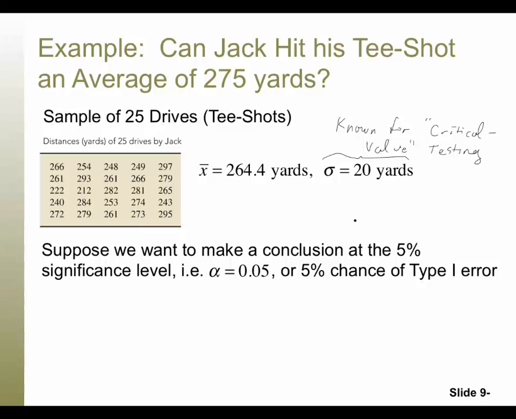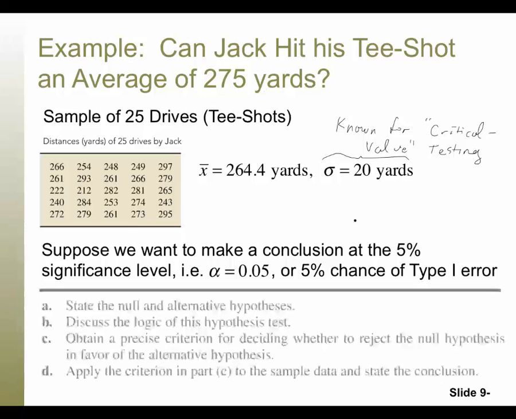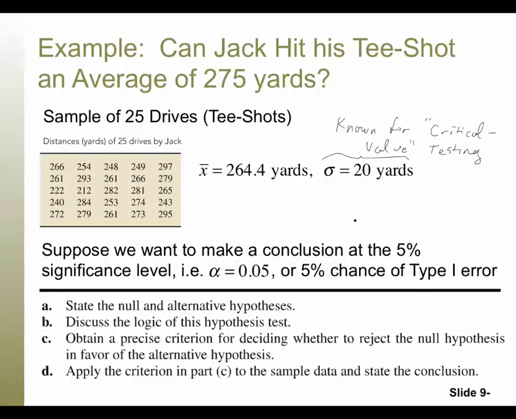We're going to reject the null hypothesis, also, we should. Yeah, that was exactly right. So we're going to state the null and alternative hypothesis, discuss the logic, and I kind of jumped the gun on that question I just asked. Then we want to obtain a precise criterion for deciding whether to reject the null in favor of the alternative, and then apply the criterion in part C to the sample data and state the conclusion. So this is what we want to do to conduct this test.